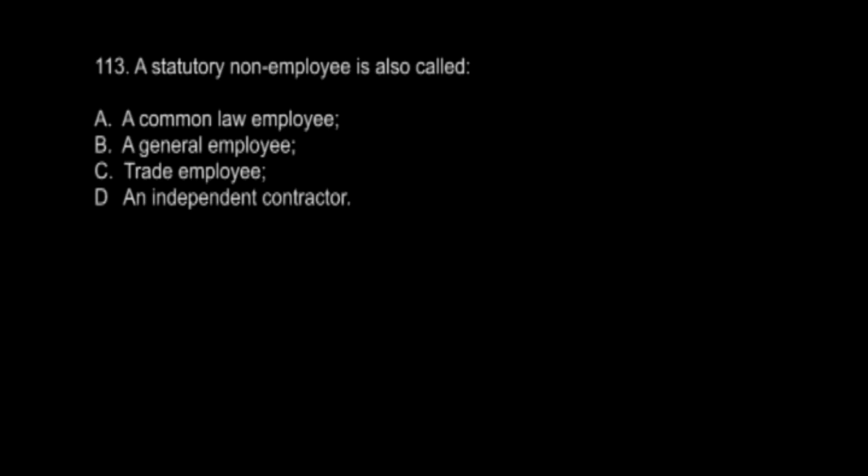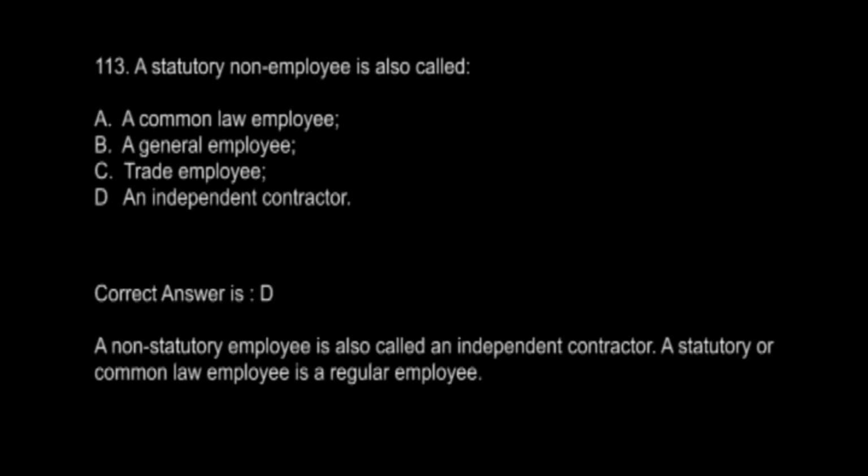113. A statutory non-employee is also called a. a common law employee, b. a general employee, c. a trade employee, d. an independent contractor. Correct answer is D. A non-statutory employee is also called an independent contractor. A statutory or common law employee is a regular employee.